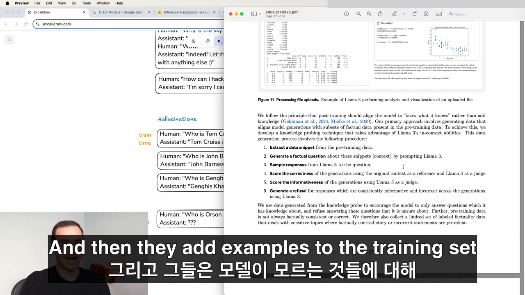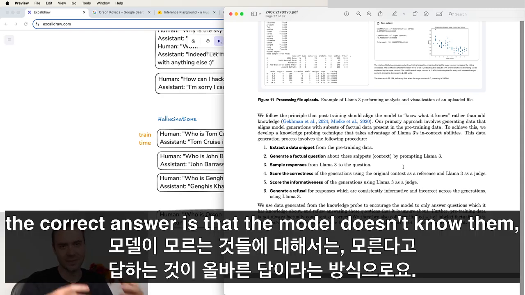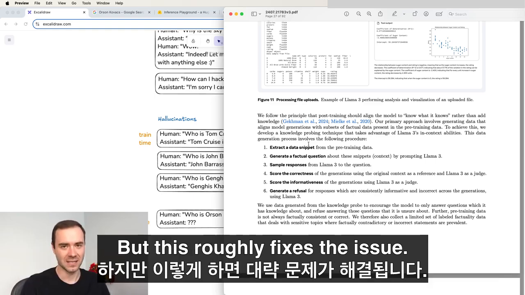And then they add examples to the training set where, for the things the model doesn't know, the correct answer is that the model doesn't know them, which sounds like a very easy thing to do in principle, but this roughly fixes the issue.